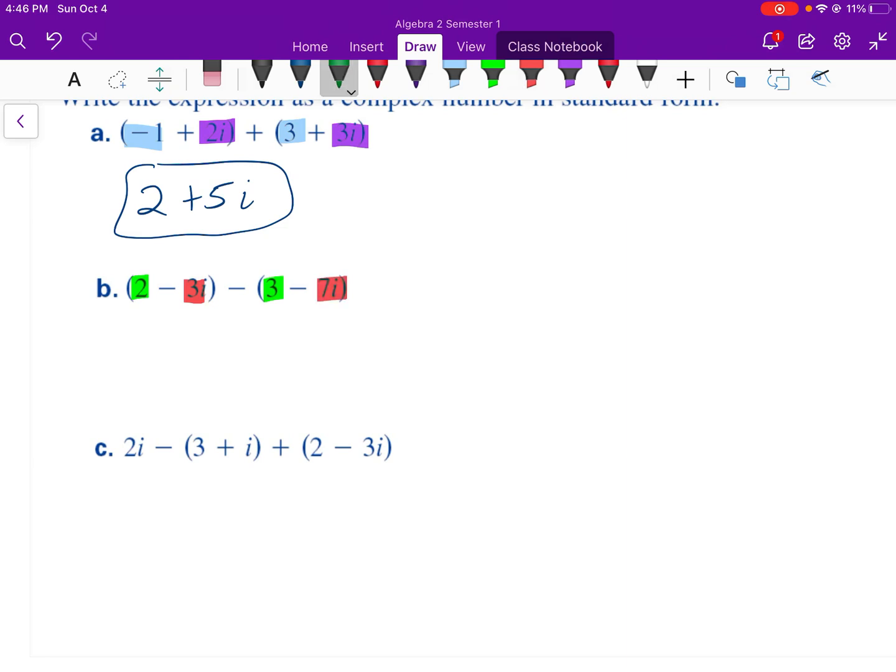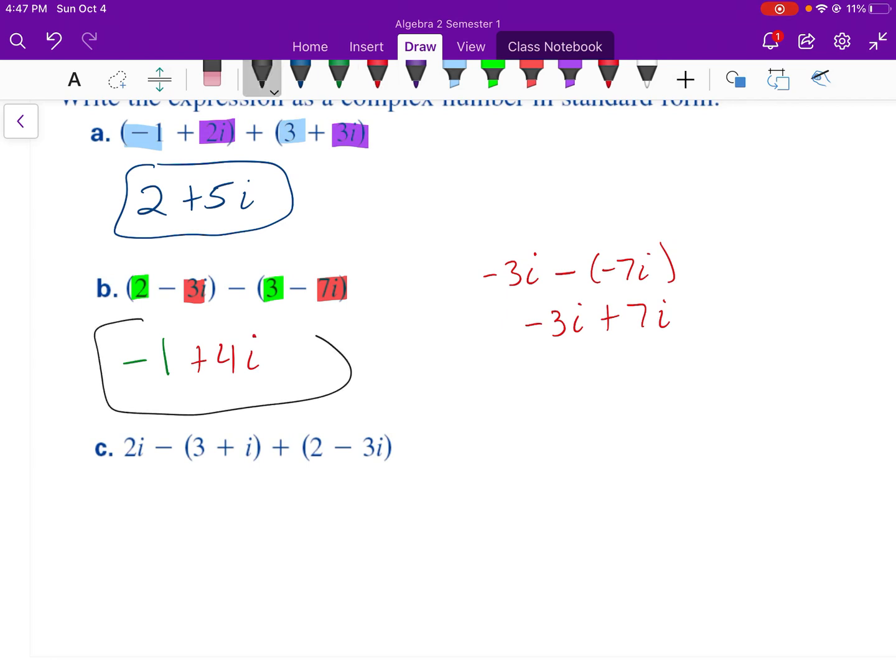So the real part of this one is pretty easy. 2 minus 3, we get -1. But then when it comes to the imaginary, we got -3i minus -7i. So really we're doing -3i plus 7i to give us a total of 4i. I will see a lot of people give me -10i in that case. You're subtracting a negative, so we are really adding.